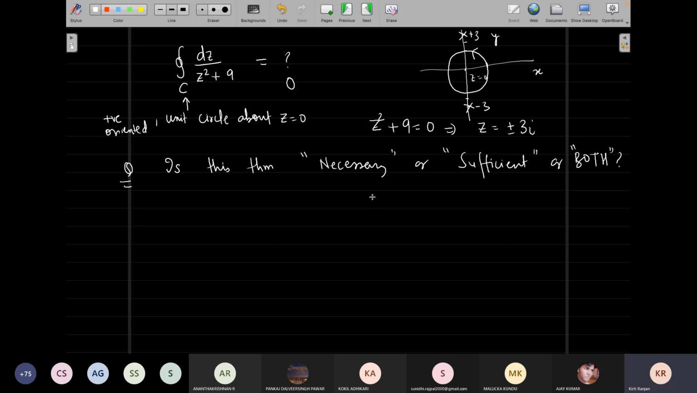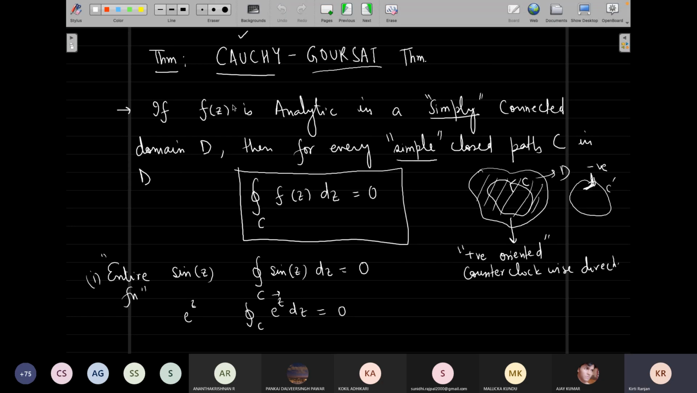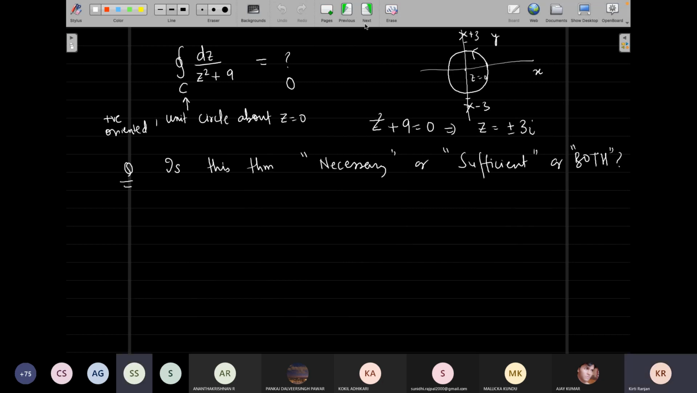The condition which I have given you, this integral of f(z) dz over this C is equal to 0, whenever f(z) is analytic inside and on this simple closed path. Is it mandatory that if and only if f(z) is analytic, then we will have this result? If f(z) is not analytic, can we have a situation where f(z) is non-analytic and we still have this result equal to 0?